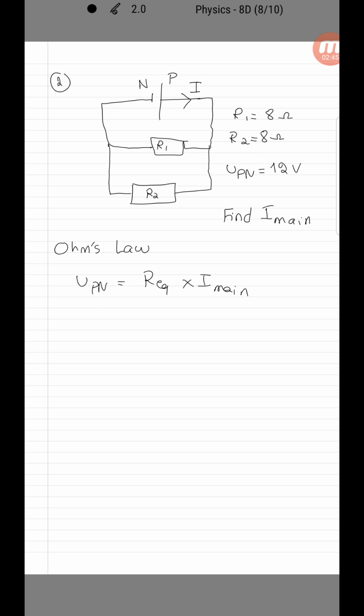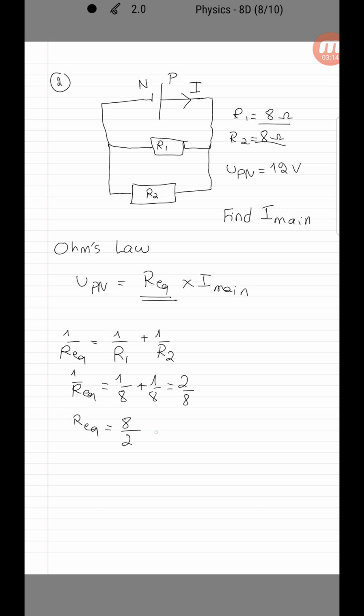Now R1 and R2 are in parallel. So in order to find R equivalent, 1 over R equivalent equals 1 over R1 plus 1 over R2. So 1 over R equivalent equals 1 over 8 plus 1 over 8, equals 2 over 8. Now 1 over R equivalent equals 2 over 8. So R equivalent equals 8 over 2, equals 4 ohms.